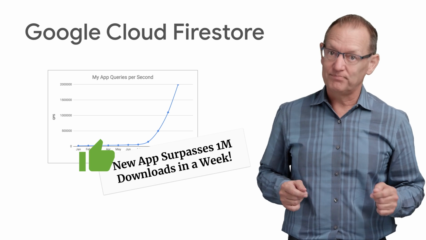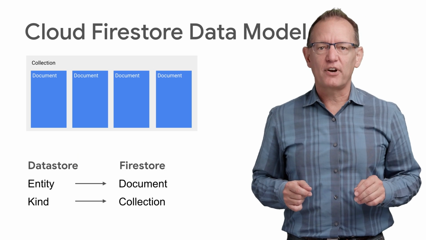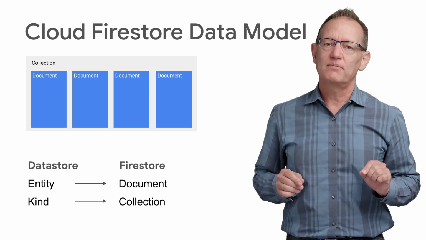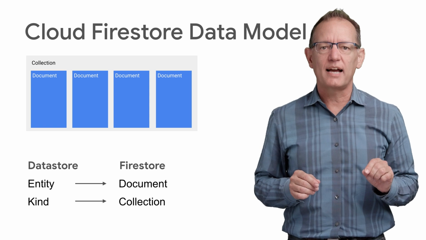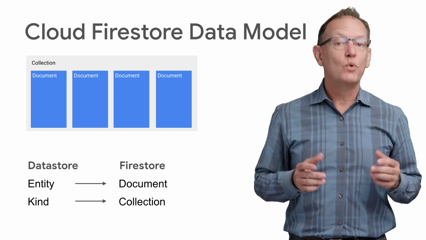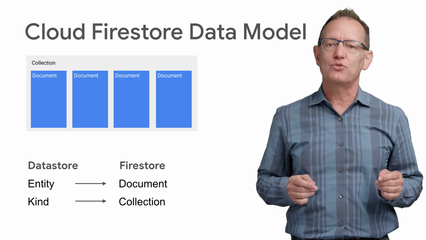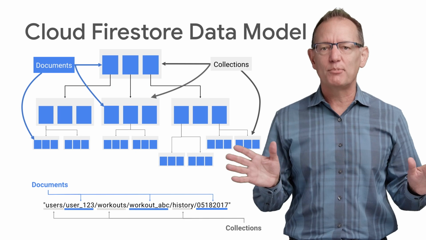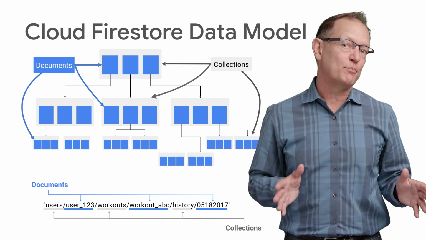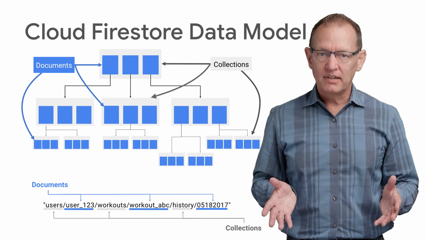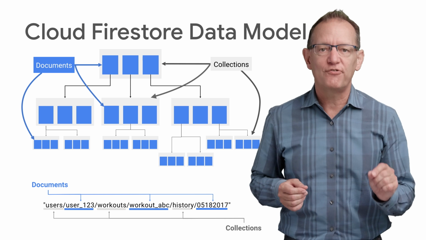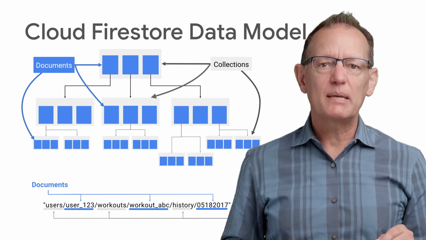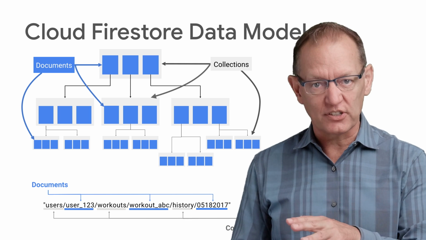The data model in Cloud Firestore native mode is similar to the Datastore data model, but there are a few differences. Data in Cloud Firestore is organized into documents and collections, which are similar to entities and kinds in Datastore. At the highest level, a Cloud Firestore database can have any number of collections, which contain any number of documents. A document contains a group of key value pairs called fields in Firestore, similar to properties in Datastore. Documents can also contain sub-collections of additional documents.